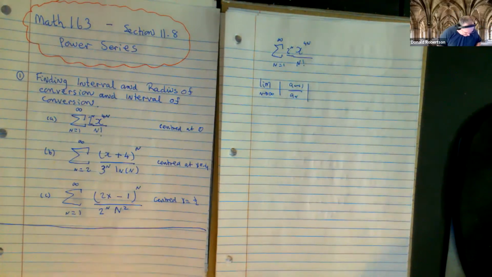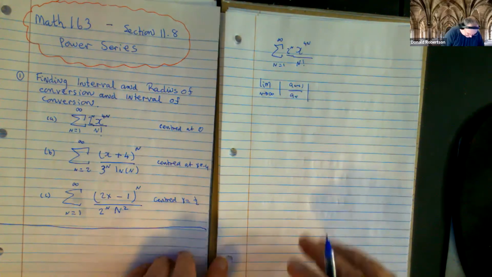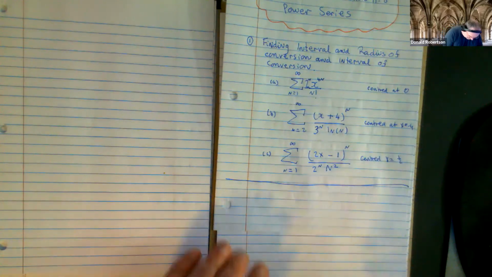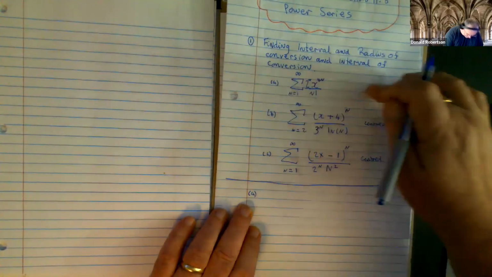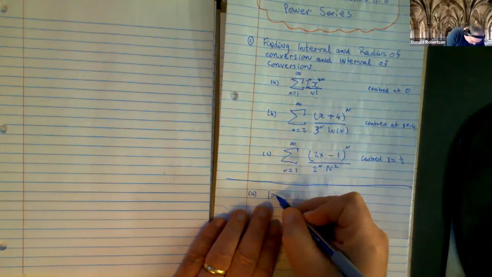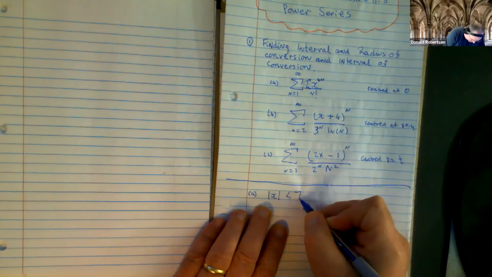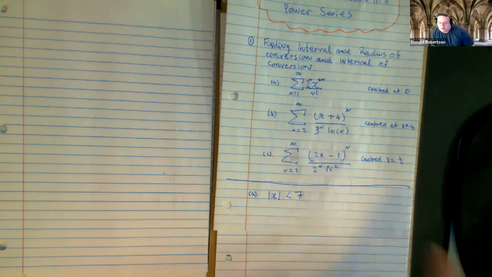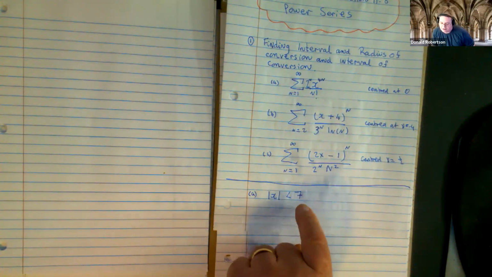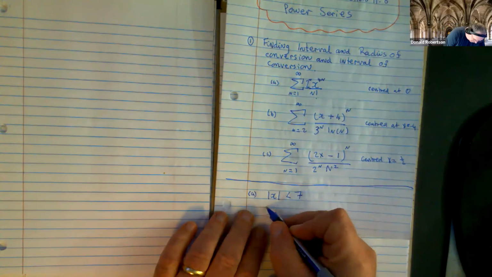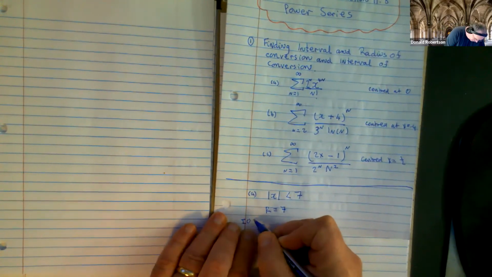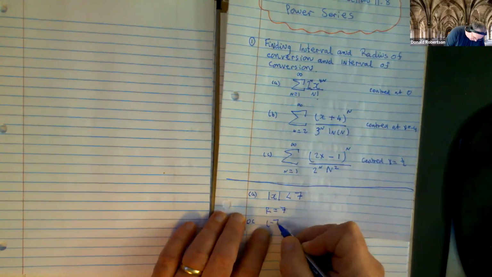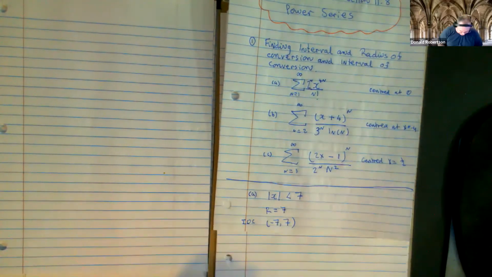We are eventually going to get one of 3 situations. I'm going to pause on that for a minute, and let me tell you what the 3 situations are going to look like. When we do questions like this, the ones that are centered at 0, we are eventually going to get |x| less than, I'm making this number up, |x| less than 7. That's the kind of result that you get. And when that happens, then the radius of convergence is 7, and the interval of convergence will at least start off like that.